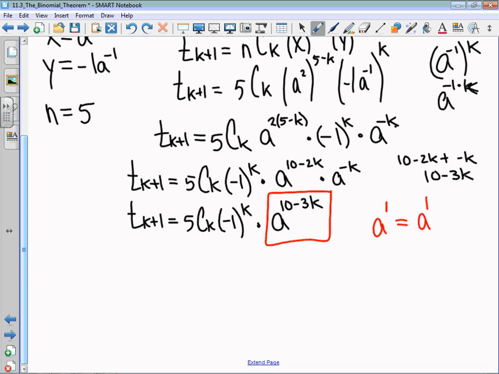Back in chapter 7, we learned if we have the same base, you can drop that base, and we get that 1 is equal to 10 minus 3k, which means -9 is -3k, which means that 3 is k.